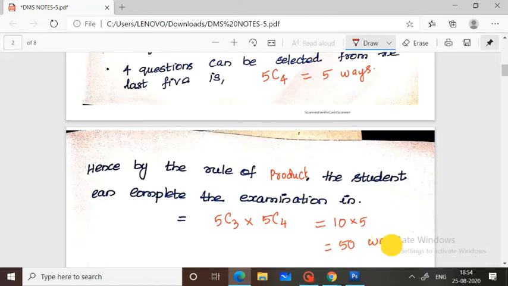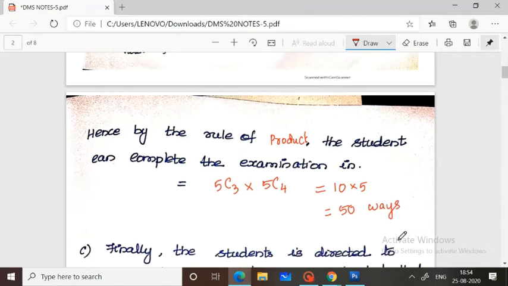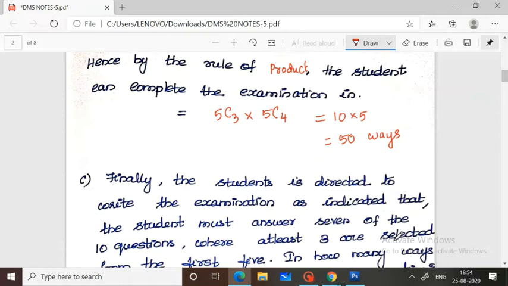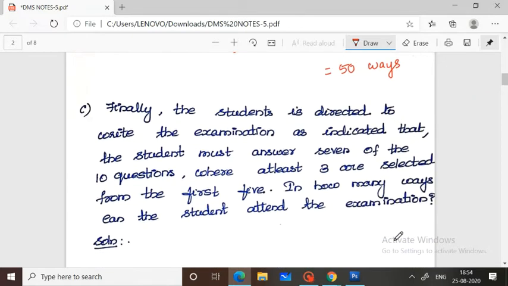This is the answer. When the given condition says both have to be selected, it is the rule of product. When it says either one has to be selected, either or, that is the rule of sum. Now coming to the third case: finally, the student is directed to write the examination as indicated.